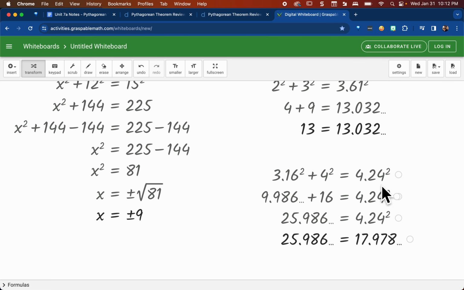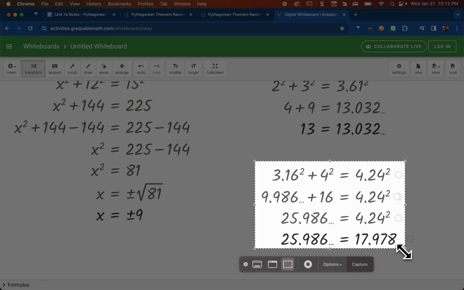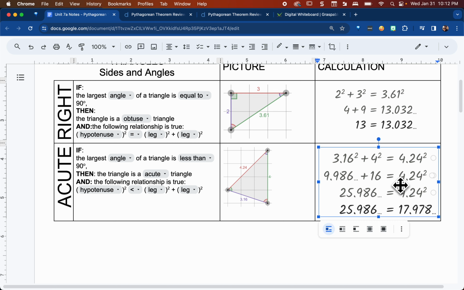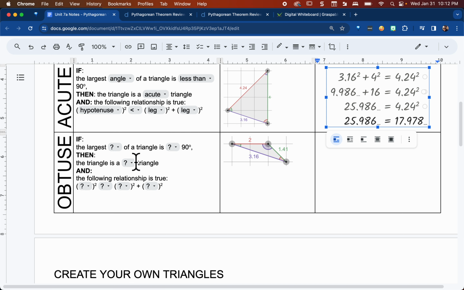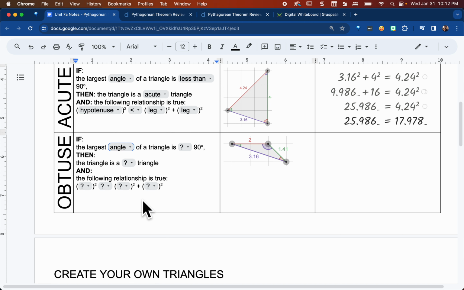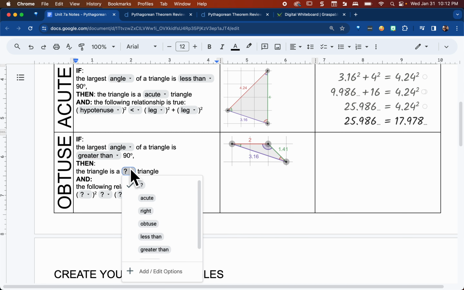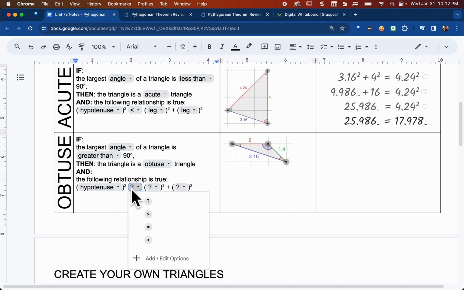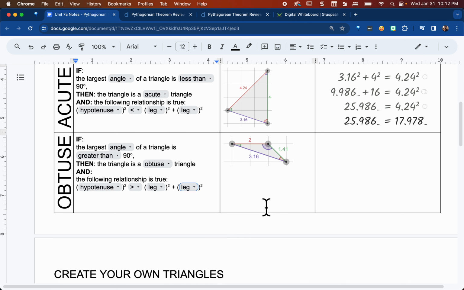Well, let's copy and paste our little bit of math work into there. All right, now we've got this next one. It is definitely an obtuse triangle. If the largest angle of a triangle is greater than 90 degrees, then it's an obtuse triangle. And when it's an obtuse triangle, the hypotenuse squared is bigger than the two legs squared.